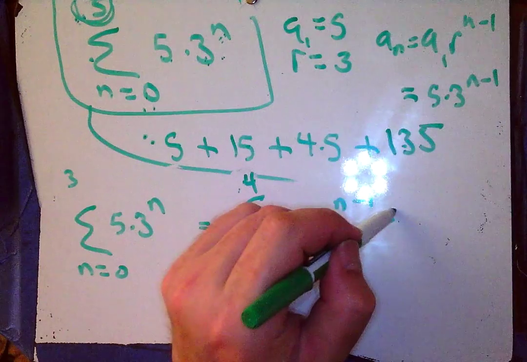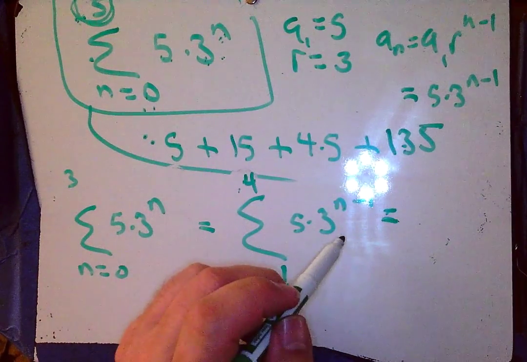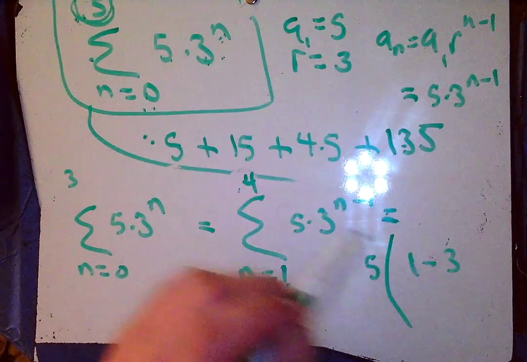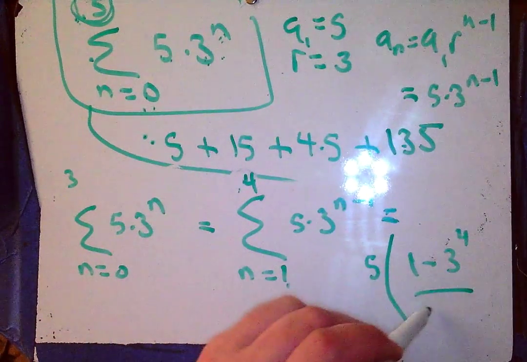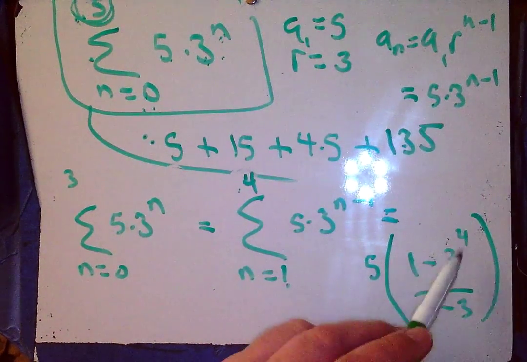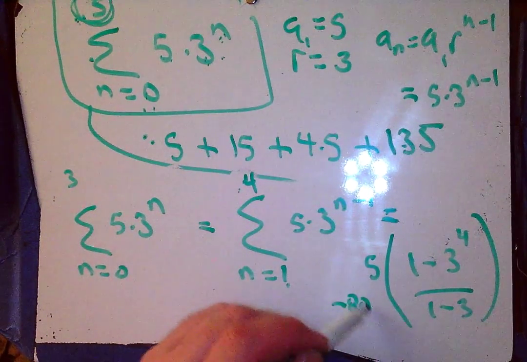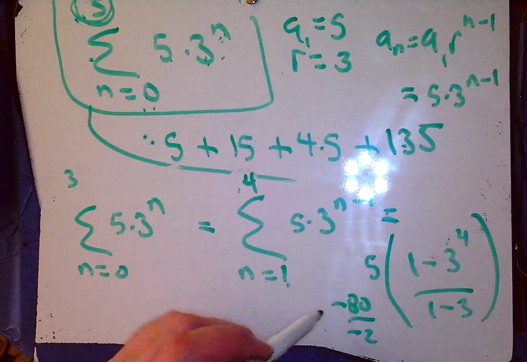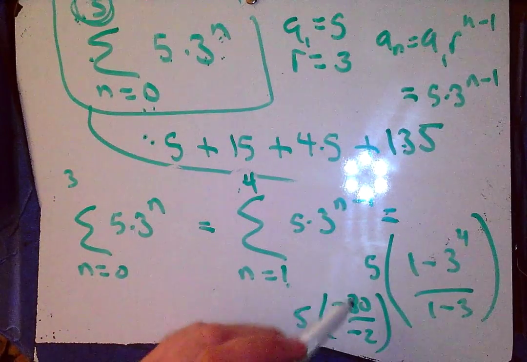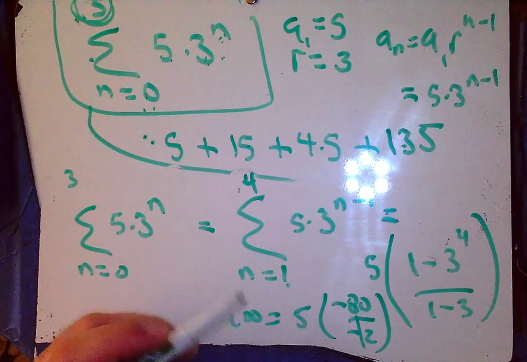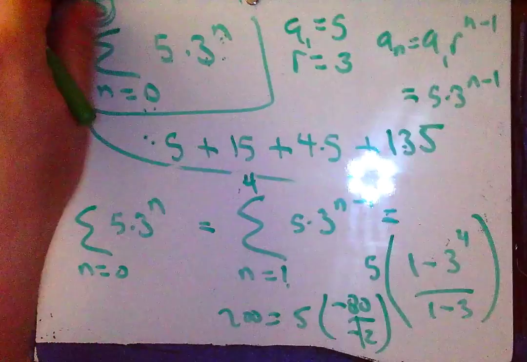So that sum formula would then be a sub 1, which would be 5 times 1 minus 3 to the fourth over 1 minus 3. 3 to the fourth is 81. 1 minus 81 is negative 80, over negative 2, times 5. I get 40 times 5, or 200. So the sum here would be 200.